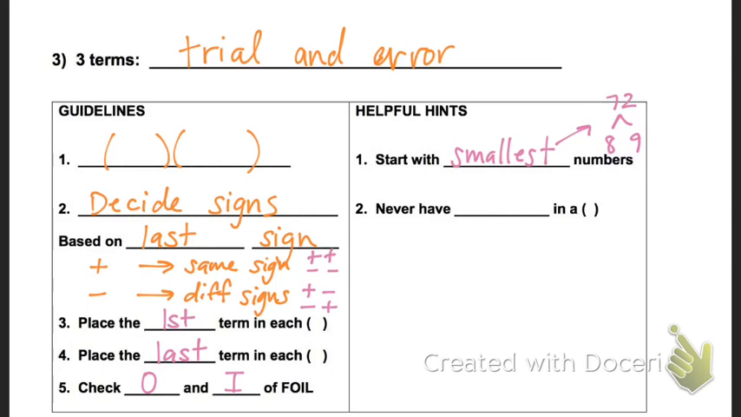And then also, you will never have a common factor in parentheses. So for instance, if I have 2x plus 4, that will never ever happen. I would not put a 4 there because they have a what in common? A 2.